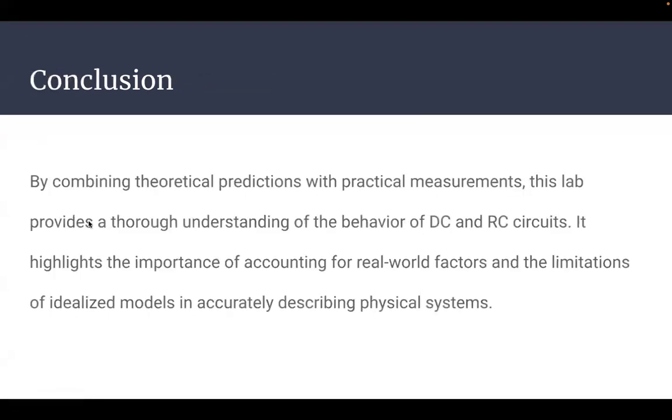Here's the conclusion. By combining the theoretical prediction with the measurements, this lab provides an understanding of the behavior of DC and RC circuits. It highlights the importance of accounting for real-world factors and the limitations of the idealized model in accurately describing the physical system.